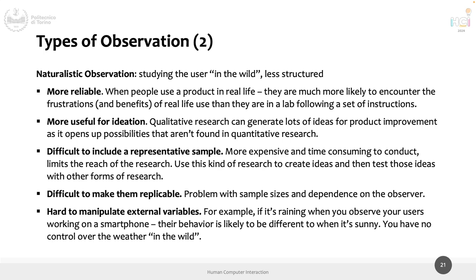And it has some difficulties as well, like it's difficult to include a representative sample because you need to go there. You need to wait. So if we need to do a naturalistic observation for students enrolling to a specific exam, we'll need to wait for the exam period to open. So that would be a naturalistic observation, and then we need to go home to these people, and then we need to go wherever they are.